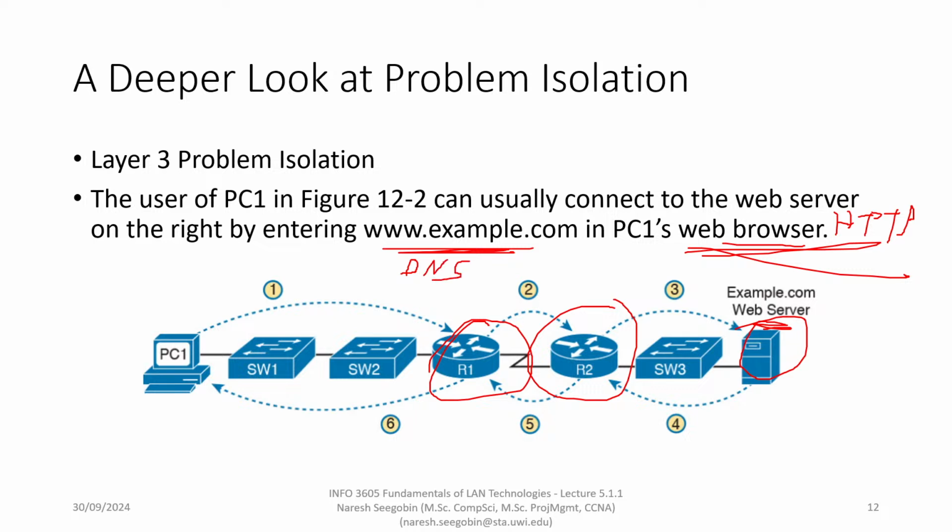DNS is involved because it has to resolve the name to an IP address. So if there's a DNS issue, well, how can I get the IP if I can't resolve the name, or communicate with the DNS server? So you have two protocols, and that is where this whole idea of network troubleshooting comes in, right? You can't just say, hey, I can't get to the browser.